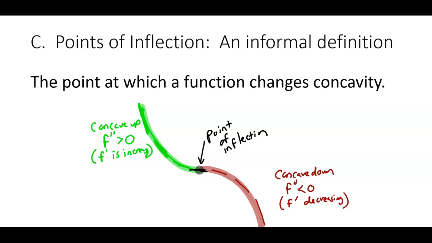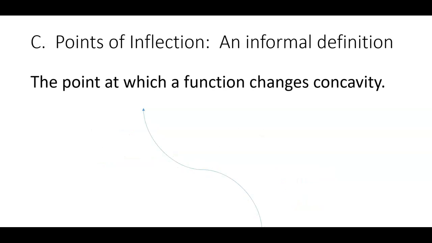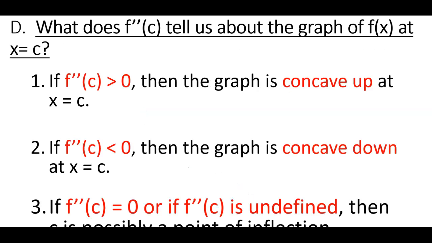Now, if the green side's second derivative is greater than 0, and the red side's second derivative is less than 0, then what would the second derivative be right here? Well, what's between greater than 0 and less than 0? Equals 0, right? So that is what a point of inflection is. It's the place where your function changes concavity.